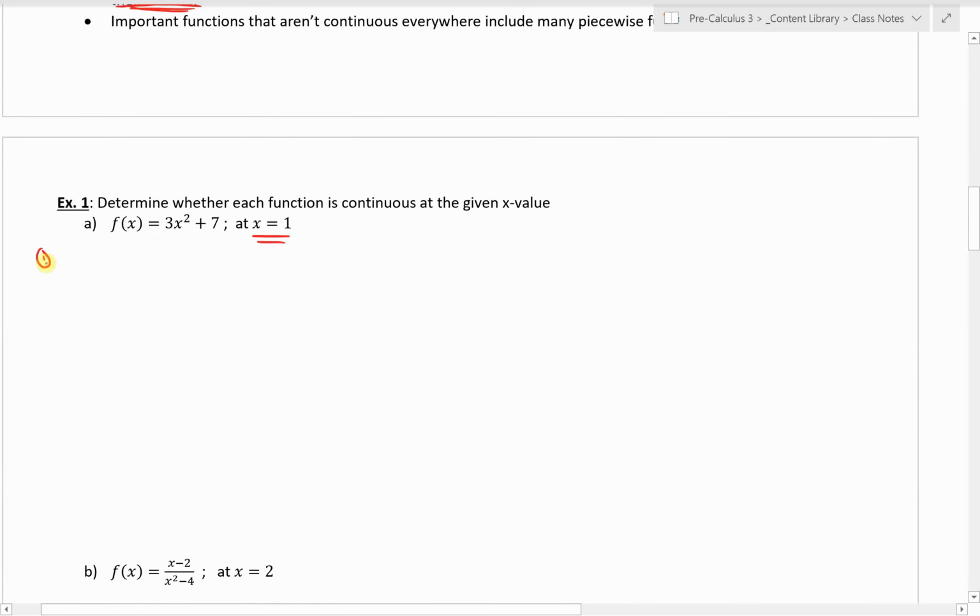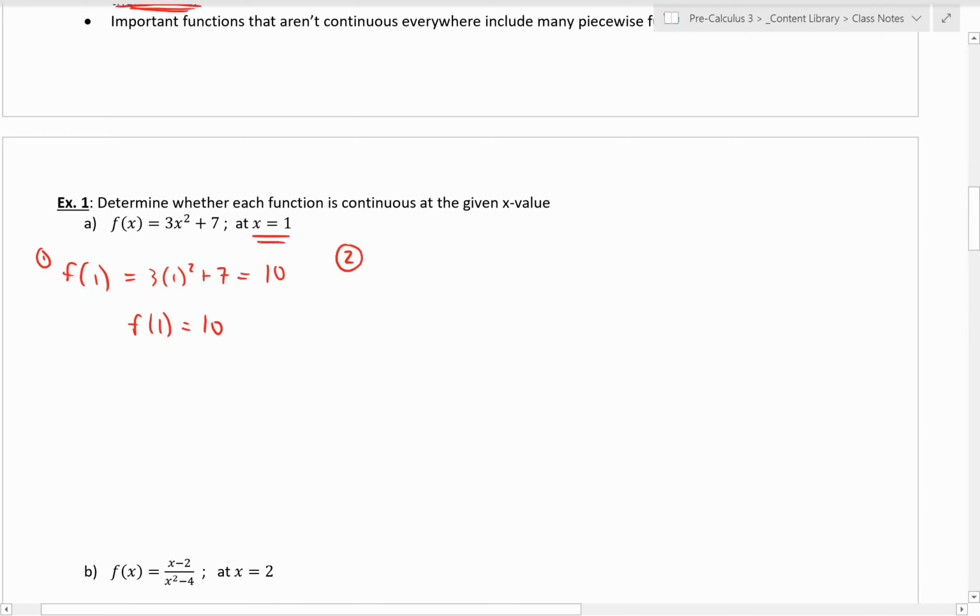For step 1, we need to determine whether the function value exists at that point. That's as simple as plugging in x into the function. So f of 1 equals 3 times 1 squared plus 7. That's 1 squared is 1, times 3 is 3, plus 7 is 10. F of 1 is 10, so the function does exist. Okay, check, done on that part.